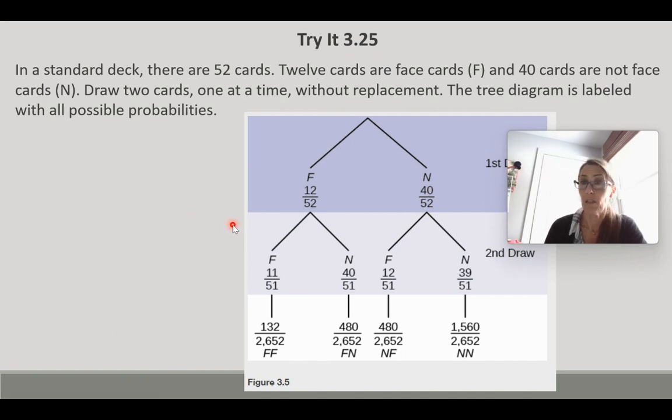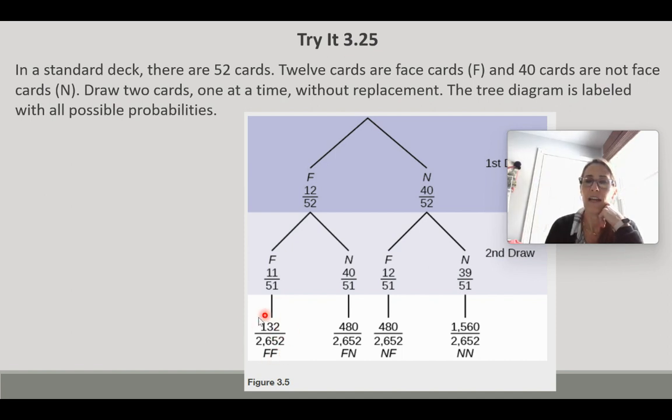So this is similar, but this time we have the probabilities going down along the branches. So 12 over 52 instead of just the number 12. But in this problem we're not replacing. So this is without replacement. As you go down and you pick a face card, 12 out of 52 is the probability. Picking another face card, well, you didn't put the first one back. So now there's only 11 possibilities out of 51. Notice how both the numerator and denominator changed.